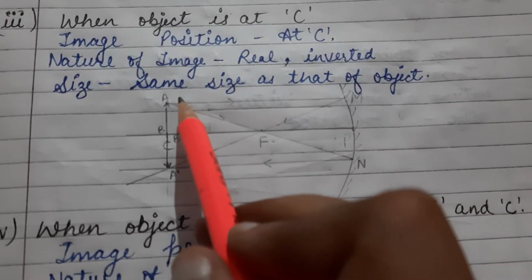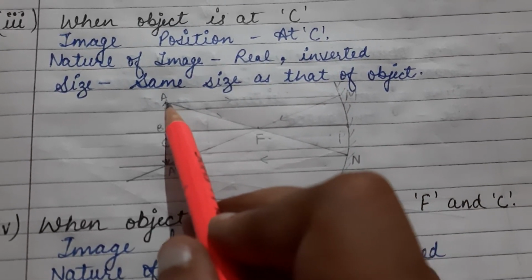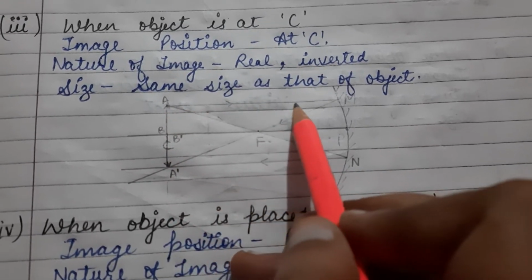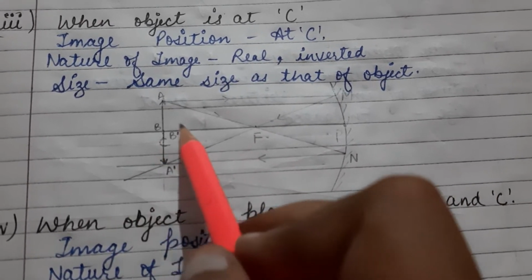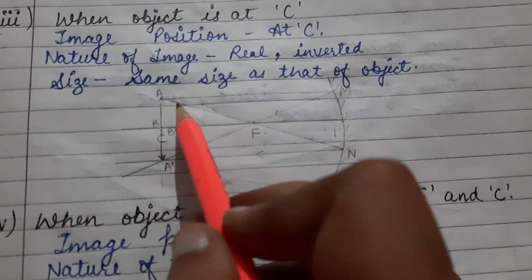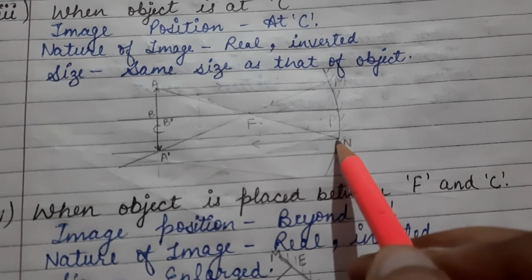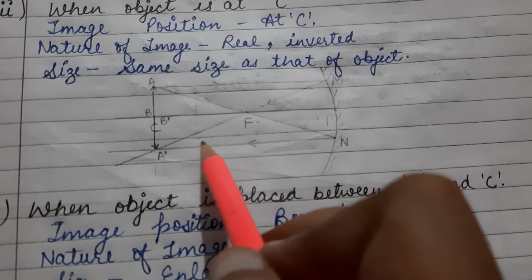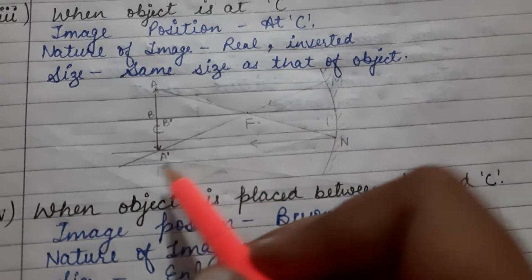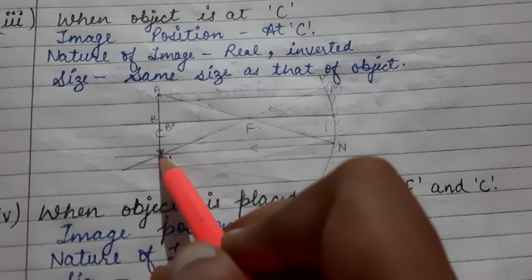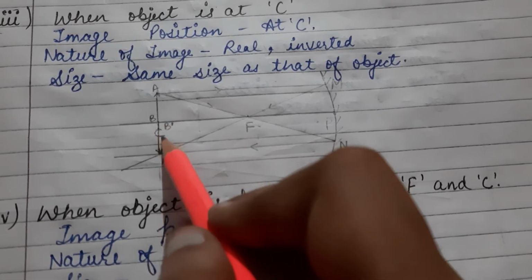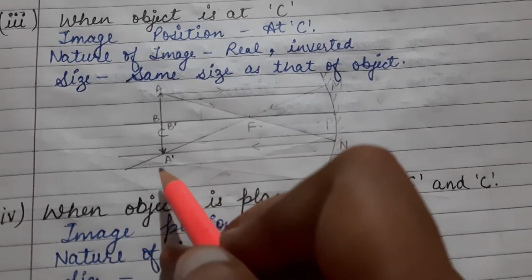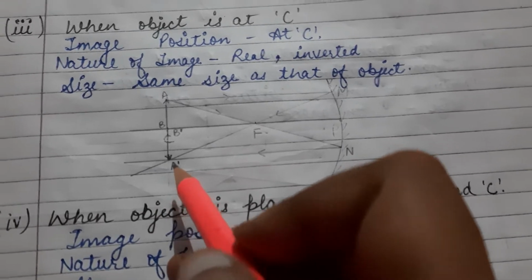Okay, so what happens? Same, the very first rule, the ray will go parallel to the principal axis. After striking, it will move through focus, and the ray that goes through focus will strike the mirror and go back parallel to the principal axis. Now this is the point where they both strike each other, where they both join each other. Now we will mark this point as image position, that is A dash and B dash.